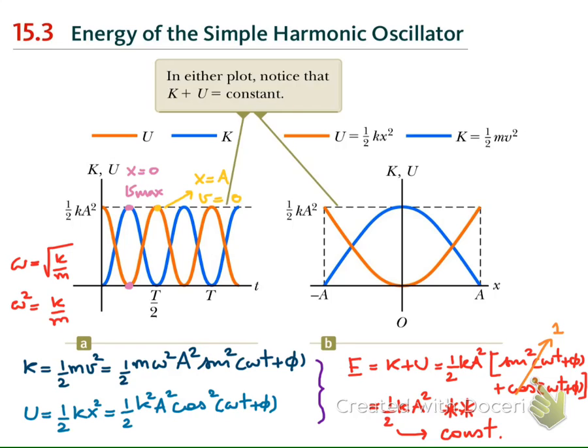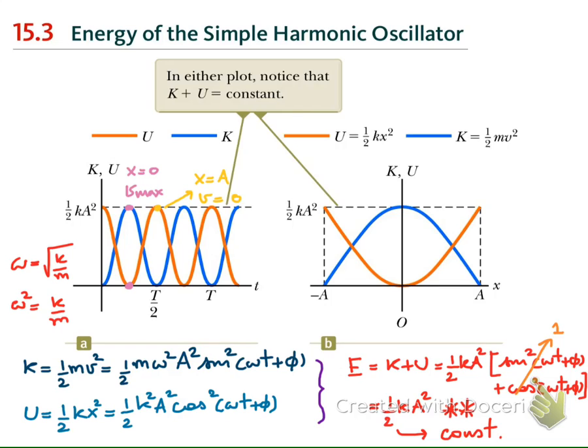You can see that the potential energy and the kinetic energy vary with time. But when you sum up these two terms, the orange and the blue line, it will become a constant which equals half of k A squared. And this confirms that the total energy of the system is conserved. Okay.